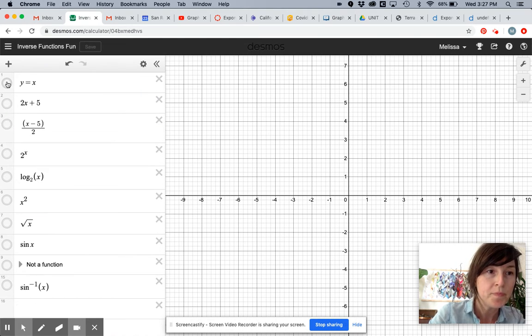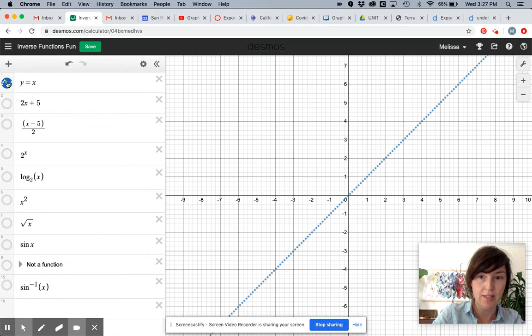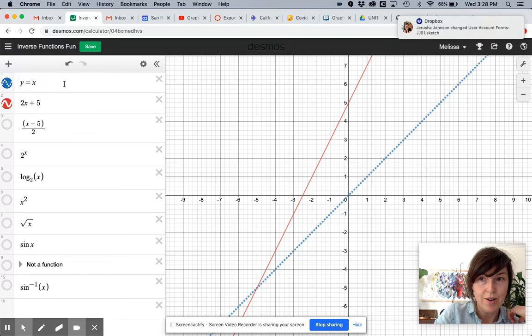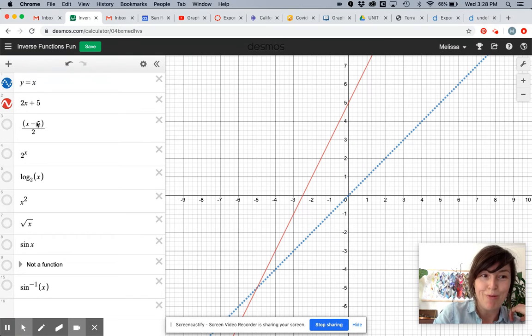We know that inverse functions have their domain and range switched. We know that they reflect across the line y equals x, and we know that they do the inverse operation in the reverse order. So if I had 2x plus 5, we would know that the reverse order of that would be to subtract 5 from a number and then divide it by 2.